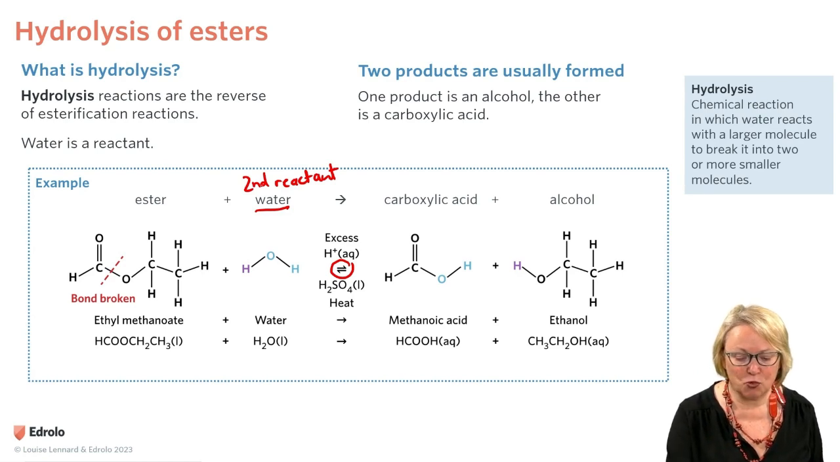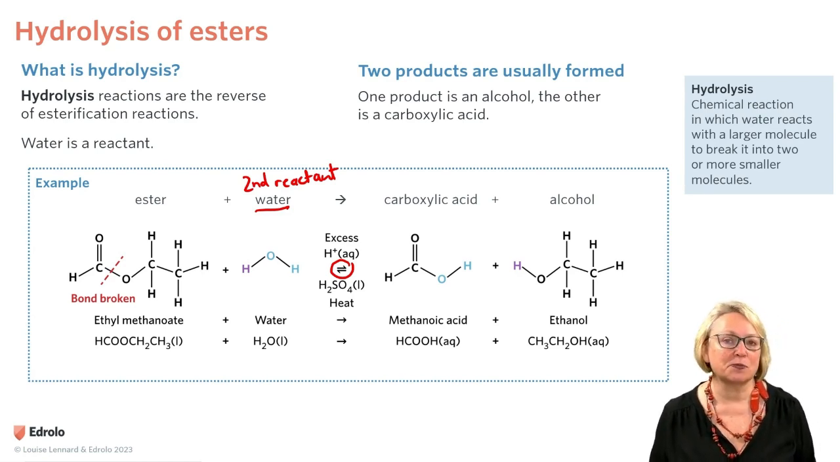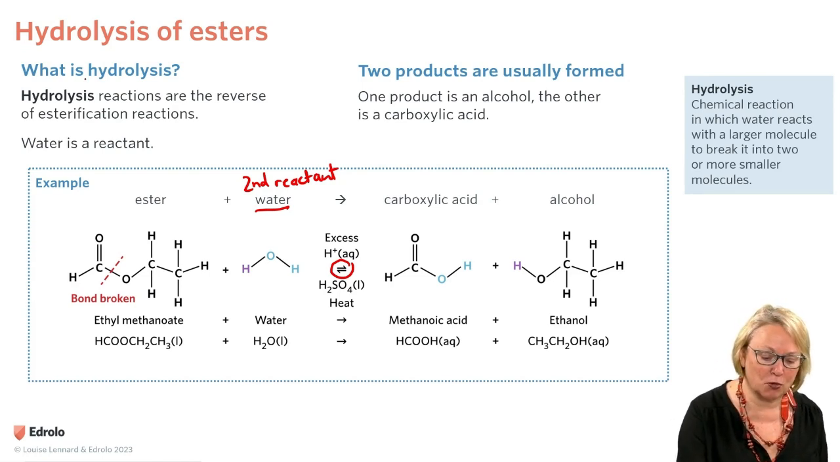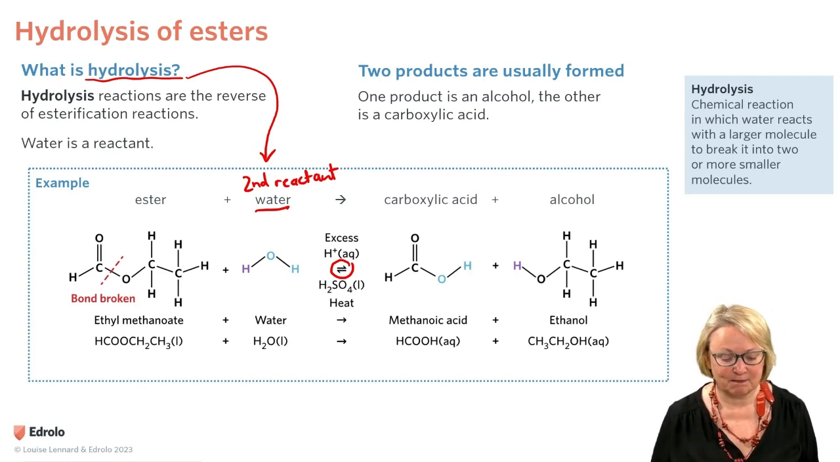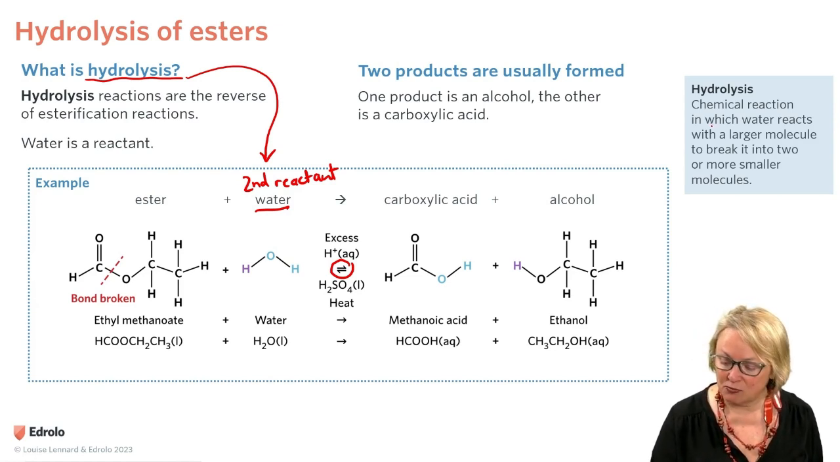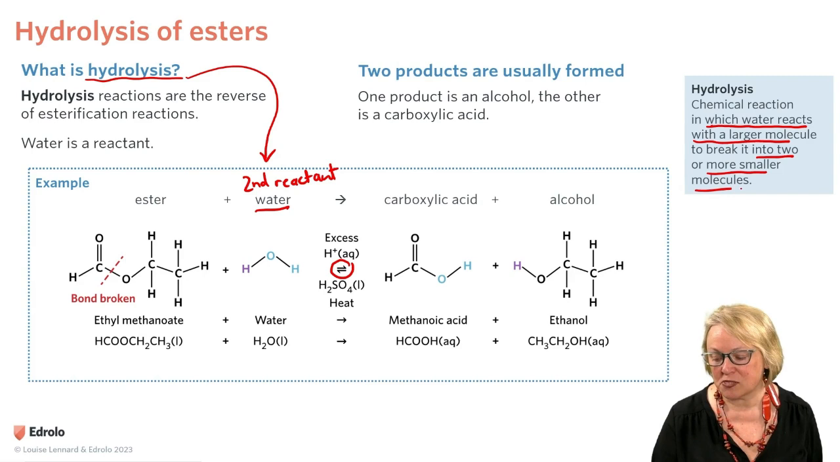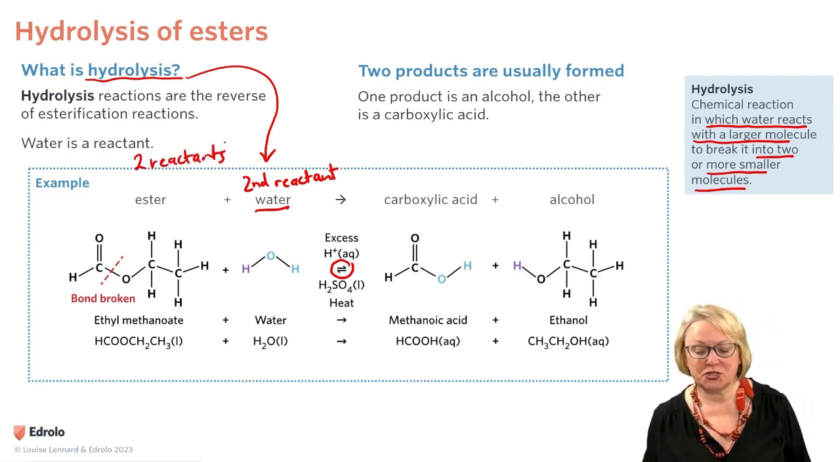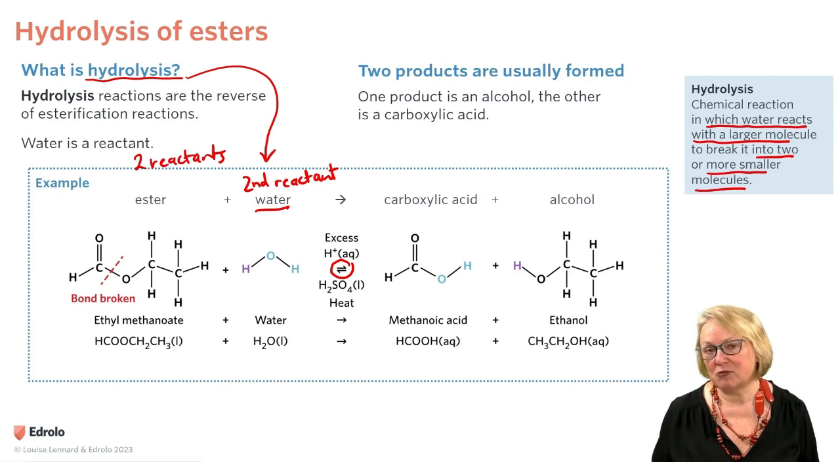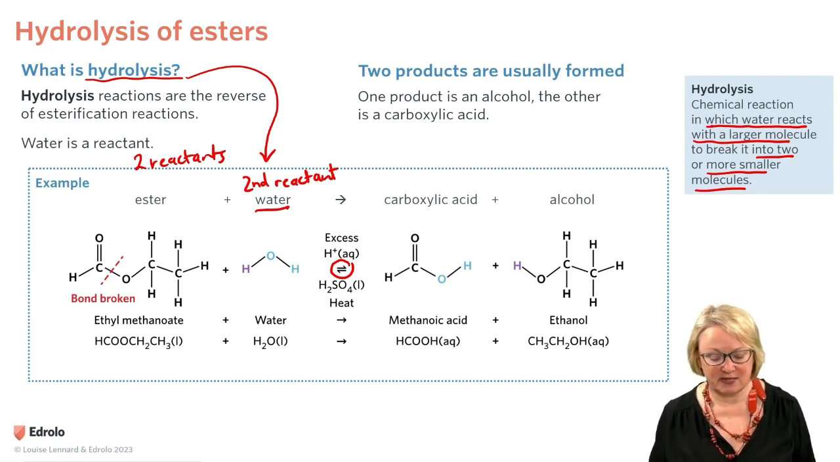Now, in this case, water is a reactant that's used to break molecules. So we call this hydrolysis, not hydration that we talked about in the last lesson. So hydrolysis reactions are the reverse of esterification reactions. In this case, it's a chemical reaction in which water reacts with a larger molecule to break it into 2 or more smaller molecules. So water is a reactant. So we have 2 reactants here. Now, normally we produce 2 products, one which is an alcohol and the other which is a carboxylic acid.